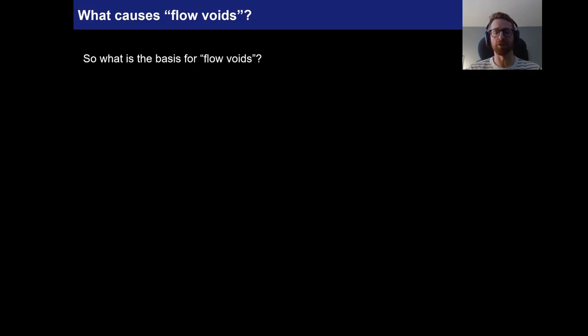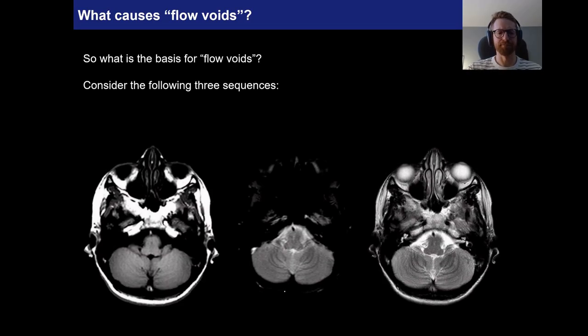So what is the basis for flow voids? Let's consider the following sequences. This is a T1 weighted image because the white matter is white relative to gray matter, and these are T2 weighted images because the white matter is dark relative to the gray matter. And this is a T2 star weighted image because it's relatively grainy. The CSF is bright, so it's either T2 or T2 star. Since it's grainy, it's the T2 star. This one is crisp, so this is the T2 spin echo.